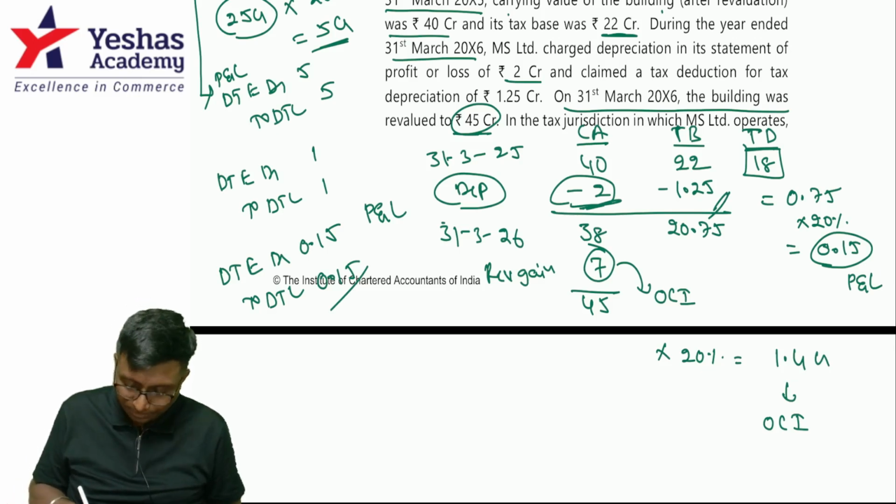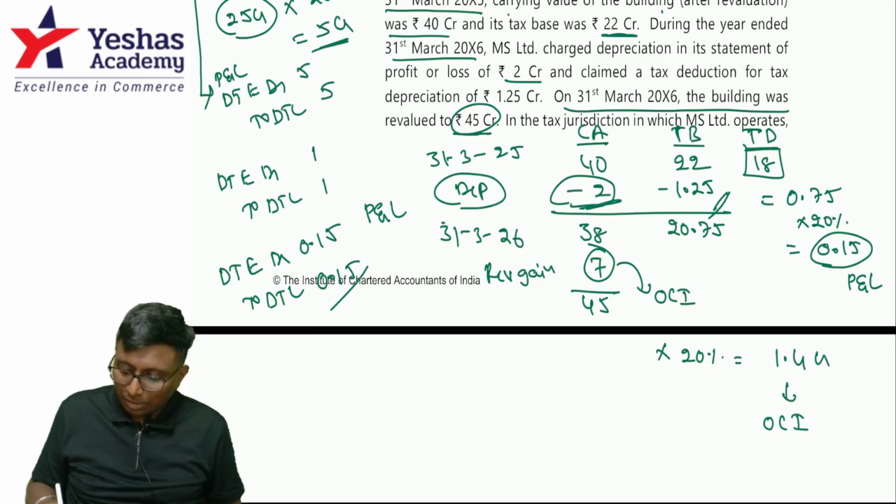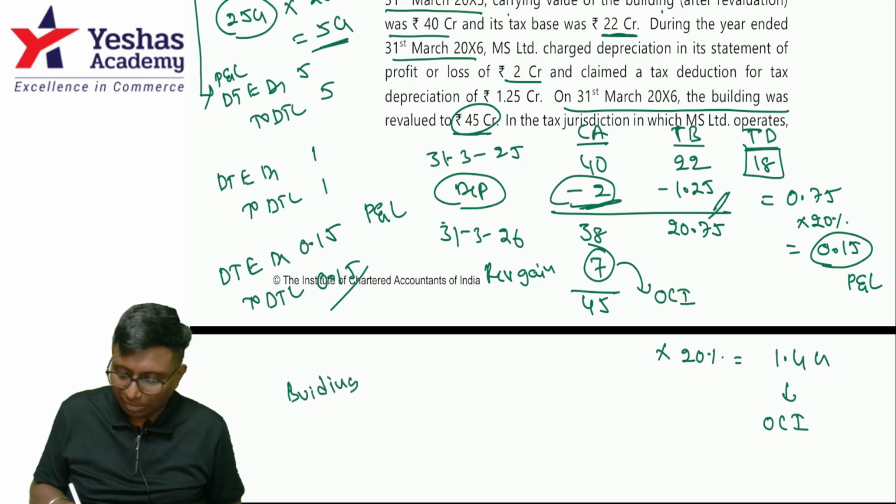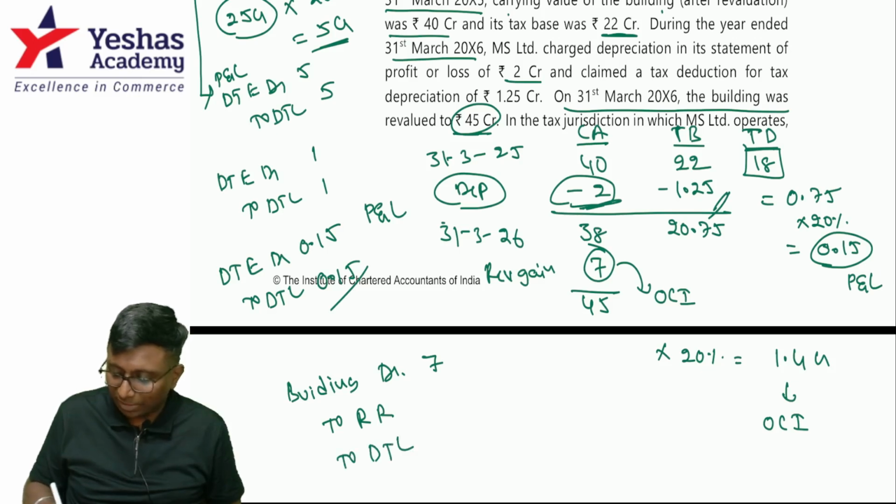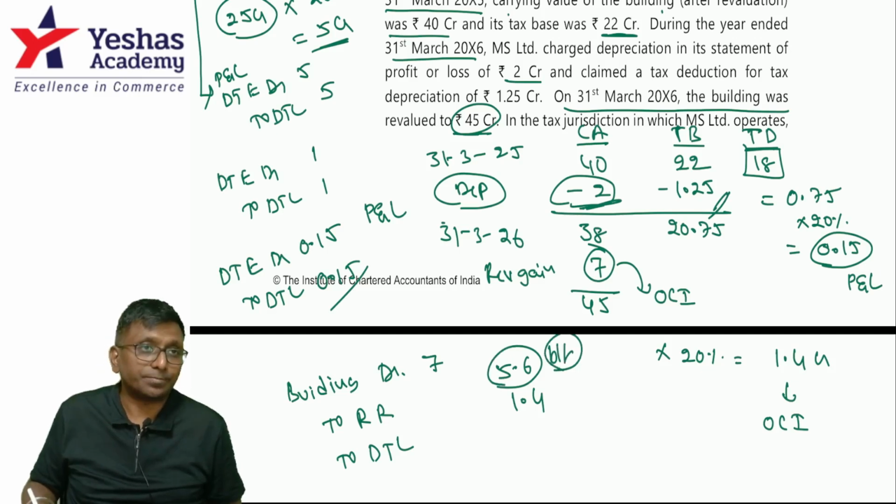What should be your journal entry? First of all, building account debit. Correct? Building account debit will be 7 CR, to revaluation reserve and to DTL. DTL will be 1.4 and 7 minus 1.4, that is equal to 5.6. 5.6 will be the revaluation reserve.